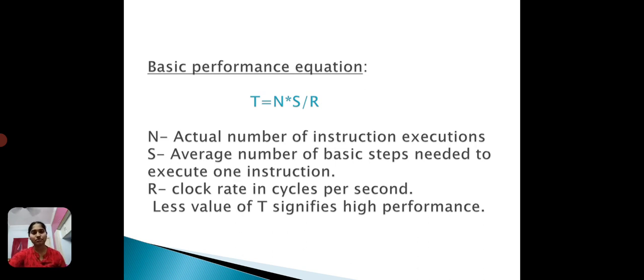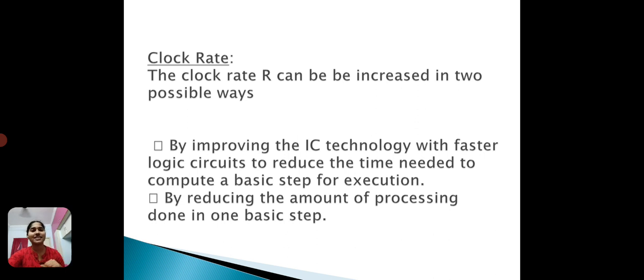A lower value of T signifies high performance. That means if the time is less, then there is a lot of performance. If the time is more, then the performance is probably very less. R is the clock rate in cycles per second. So now let's move on. This is everything about the basic performance equation, and let's see the clock rate and how we can improve it.